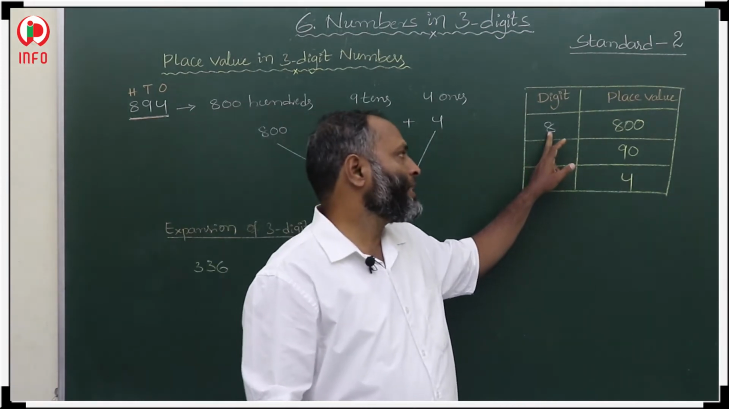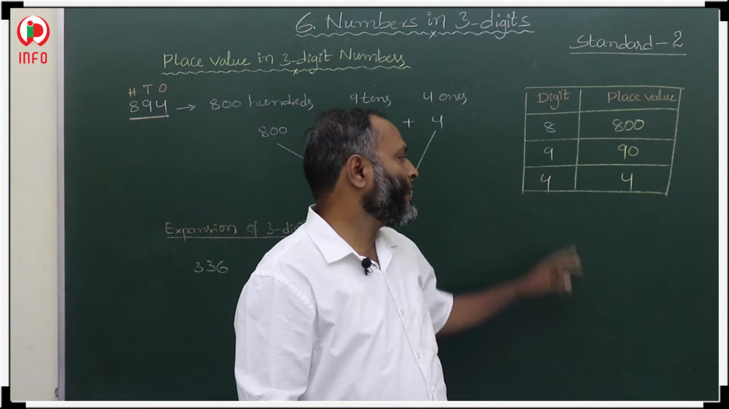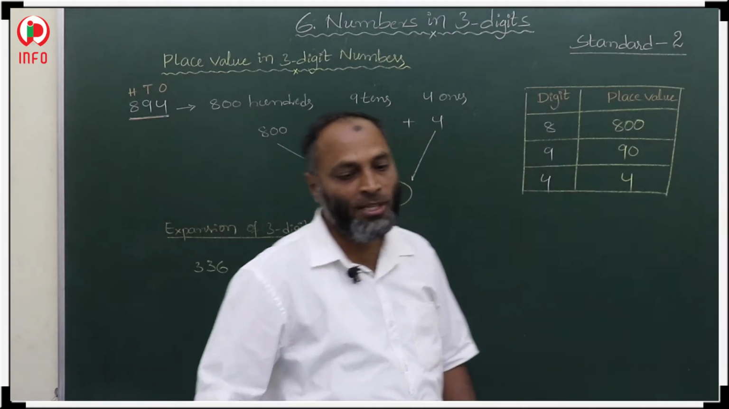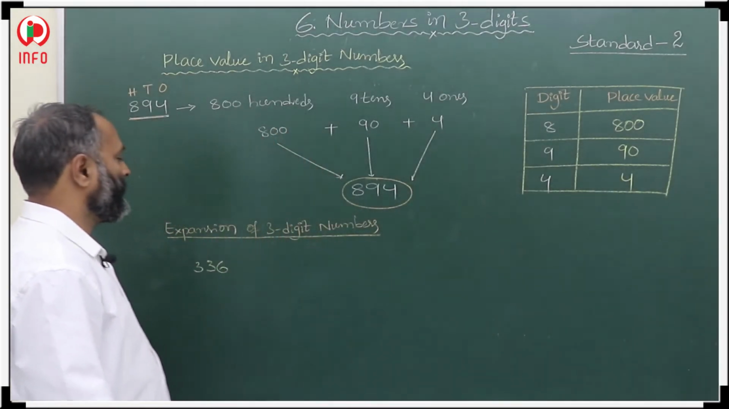8 in hundreds place, that is 800. 9 in tens place, 90. 4 in ones place, that is 4. Now the next one.